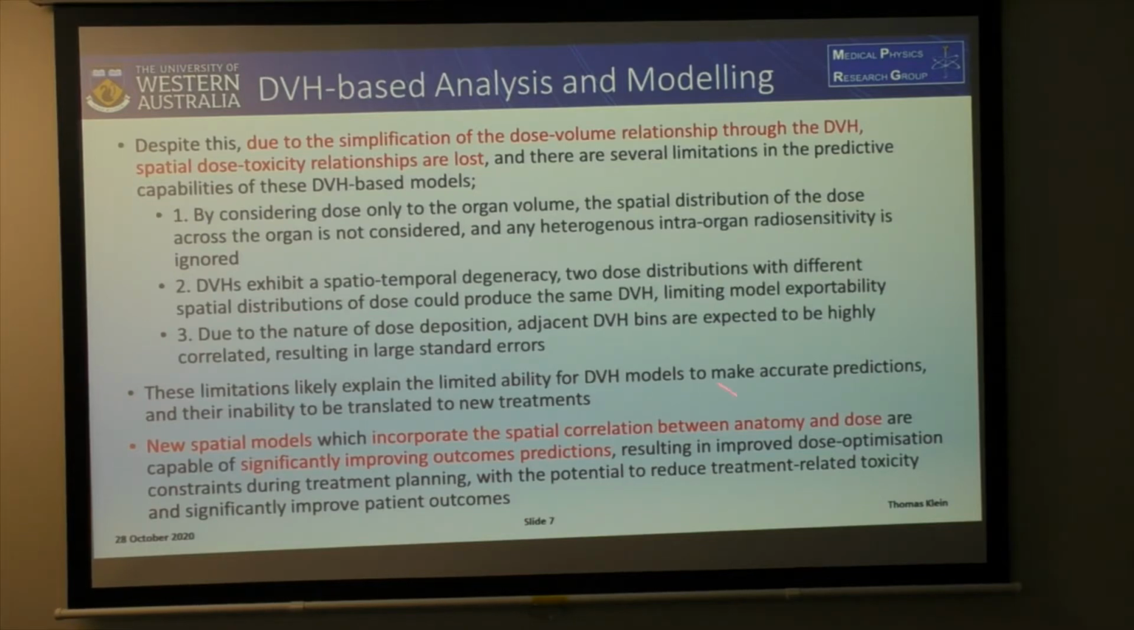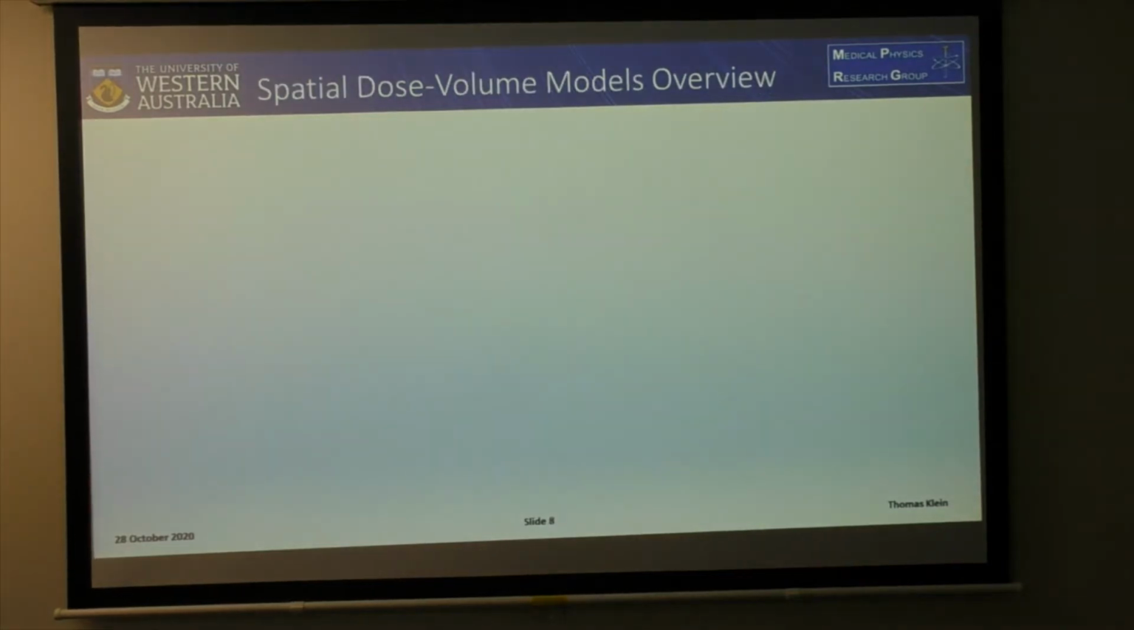However, new spatial models have been developed and will be developed as part of this project to incorporate the spatial correlation between the patient anatomy and the dose, which is capable of significantly improving outcomes predictions, which could result in improvements to dose volume constraints, reduce treatment-related toxicity, and improve patient outcome.